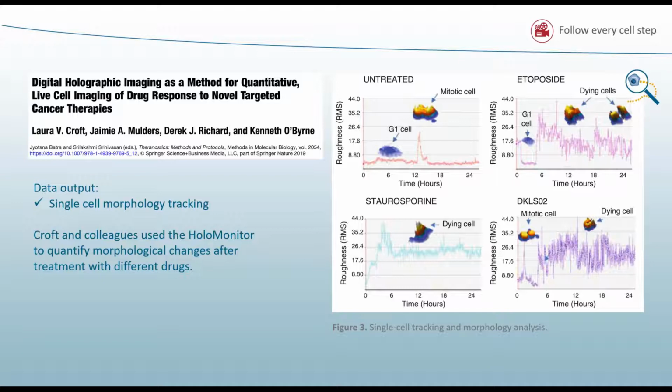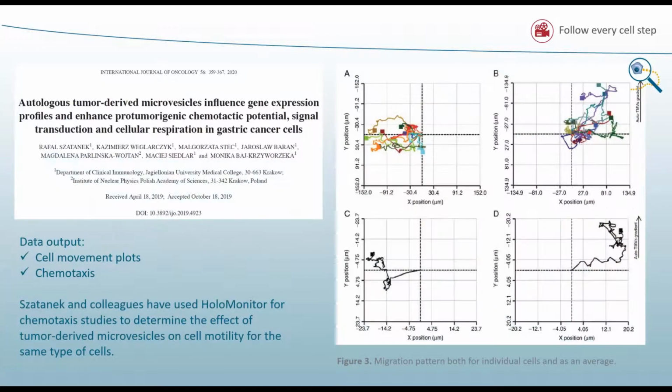As I mentioned before, the movement can also be used to study chemotaxis. So Szatanek et al. from Poland have used the HoloMonitor to study chemotaxis. Cancer cells will expel small microvesicles. Those microvesicles are usually intended to affect the immune system cells, but they also affect themselves. In this study, gastric cancer cells expelled these microvesicles, which then affected the cells to start moving in a chemotactic way in a certain direction. This is usually not considered good for metastasis.